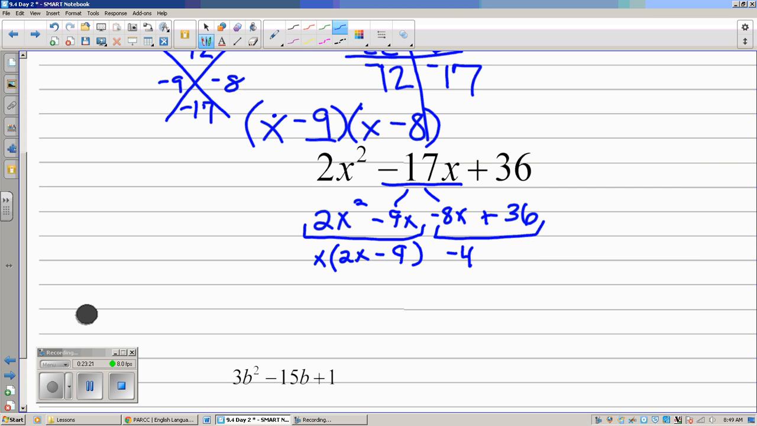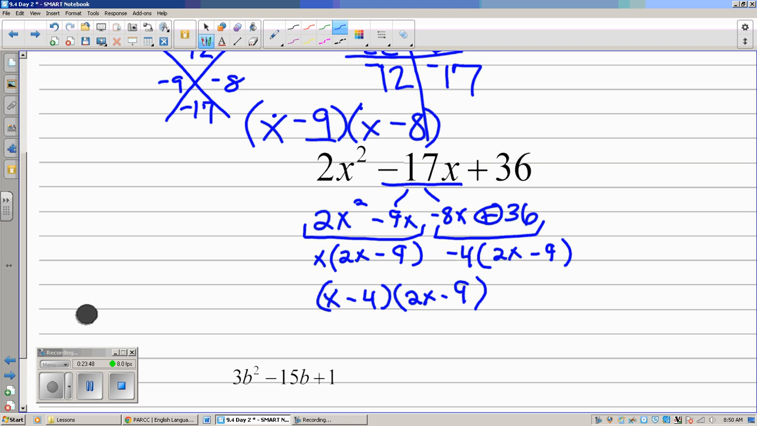I'm going to pull out a negative because I can see that I'm going to want to change this sign to a negative anyway. So that's going to leave me with 2x minus 9. And what I'm left with then is x minus 4 times 2x minus 9. Okay.